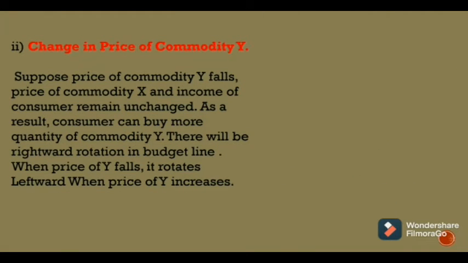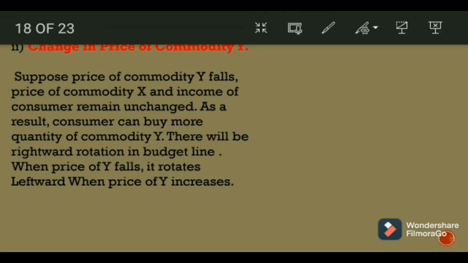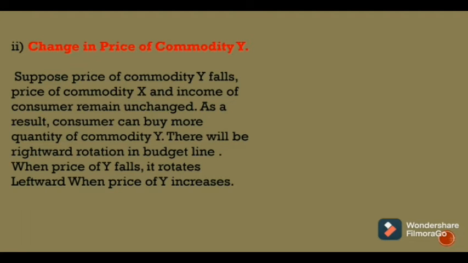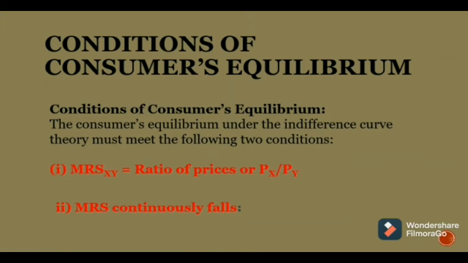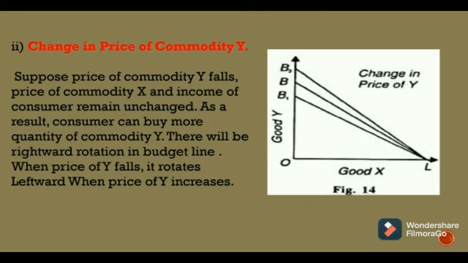We can also understand this with another case when there is a change in the price of commodity Y. Suppose the price of commodity Y falls, and the price of commodity X and income of the consumer remain unchanged. So what happens? As a result, the consumer can buy more units of commodity Y, and there will be a rightward rotation in the budget line when the price of Y falls, and it rotates leftward when the price of Y increases.